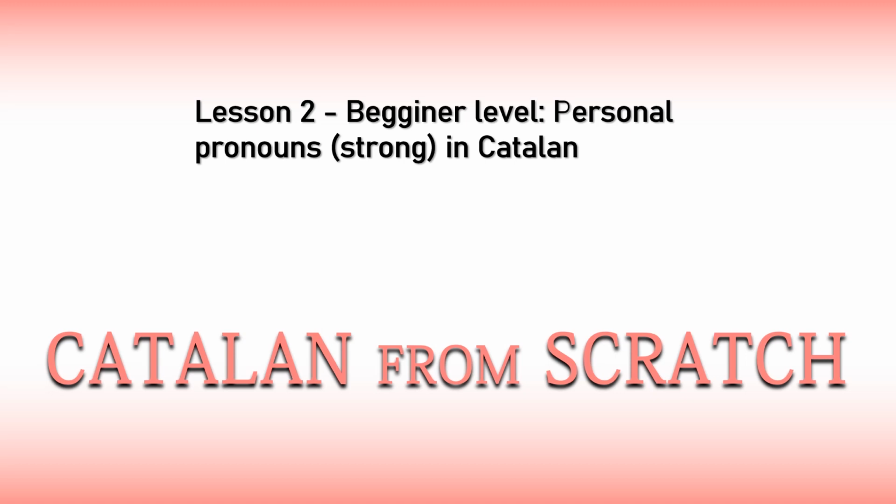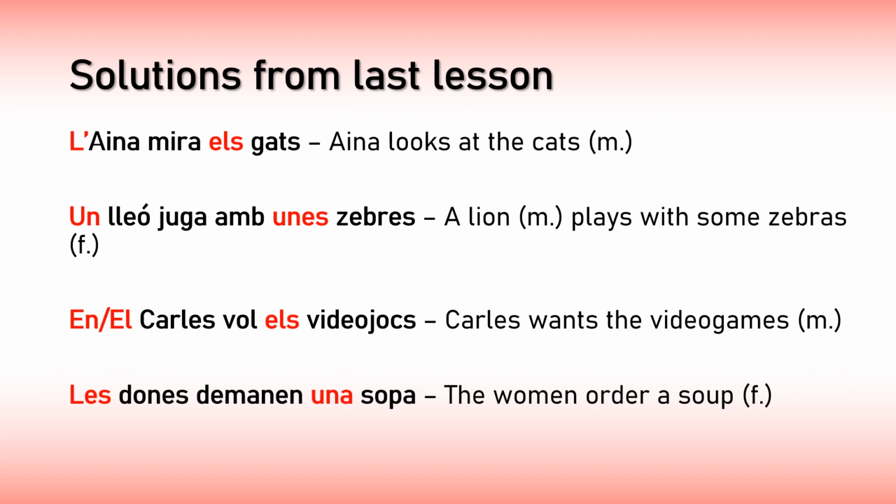But first, let's review the solutions from last lesson's exercise. If you remember, in the last lesson, we were looking at the articles, definite, indefinite, and the personal ones. And I left you some sentences that you had to complete. So these are the solutions. As you can see, the blanks that you have to fill in are in red color. So check that everything is correct. If you have any doubts, please let me know. Now I will read it to you so that you know how it sounds and how you should pronounce it. But yeah, this is basically it for the solutions.